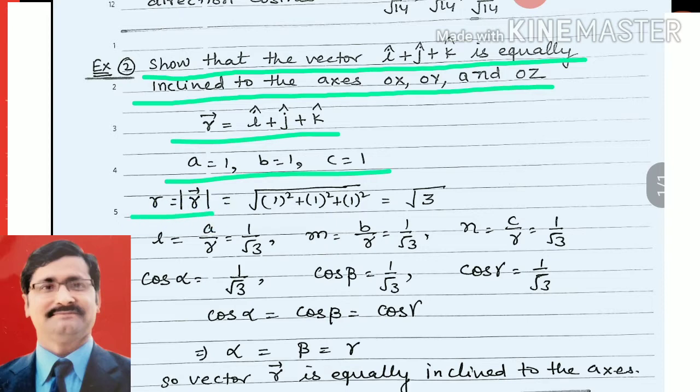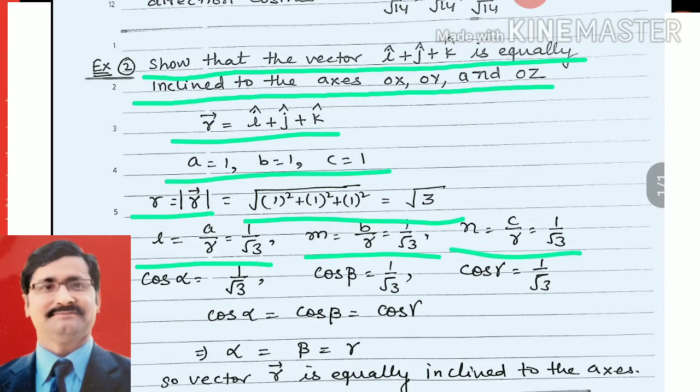Now you will find simple r. Simple r means the magnitude of the r vector, which you get as root 3. So now you have to find the direction cosines. The direction cosines will be l equal to a upon r, which you get as 1 upon root 3. m equal to b upon r, that also you get as 1 upon root 3. n equal to c upon r, that is 1 upon root 3.